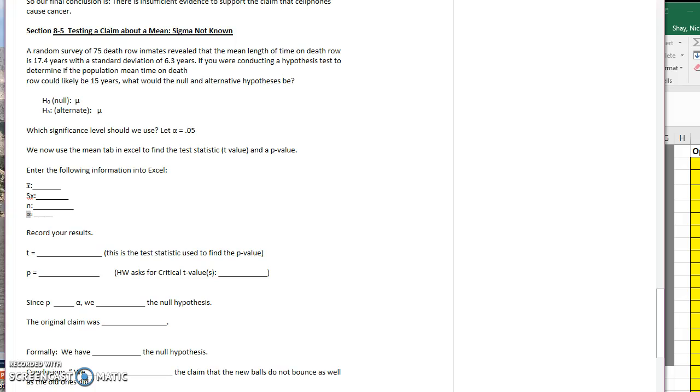Now we are going to conduct some hypothesis tests about means. The last section we talked about proportions. Now we're going to work on hypothesis testing for means.